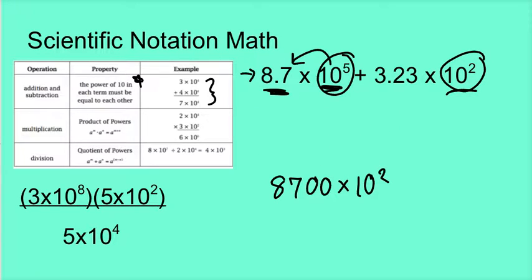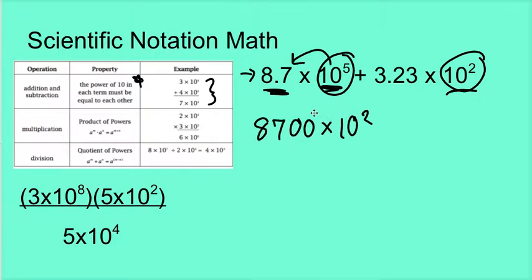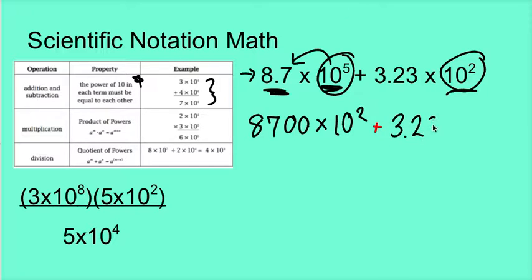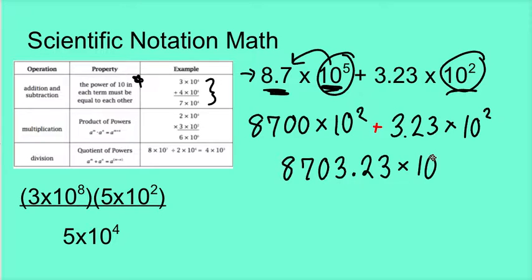Once I have it in that mode, I can simply add it straight up. And the exponents stay the same. So it comes out to 8703.23 times 10 to the 2nd.